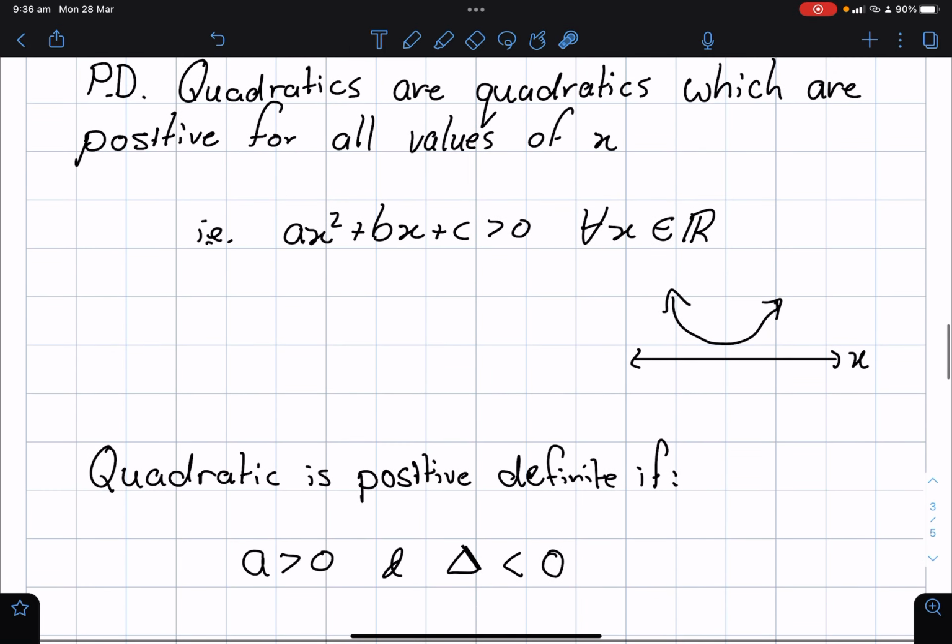So for a quadratic to be positive definite, we need two conditions to be upheld. We need a to be greater than 0, which means we'll have a concave up-shaped quadratic. And we need our discriminant to be less than 0. We just showed above that if the discriminant is less than 0, then our quadratic will not touch the x-axis. So we need a greater than 0 and the discriminant less than 0.